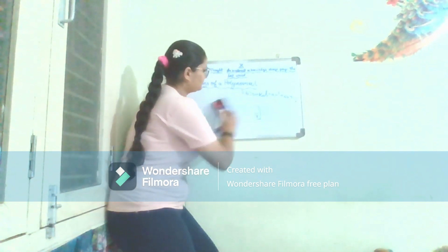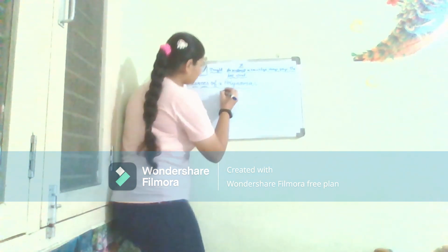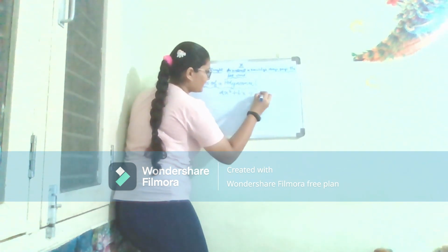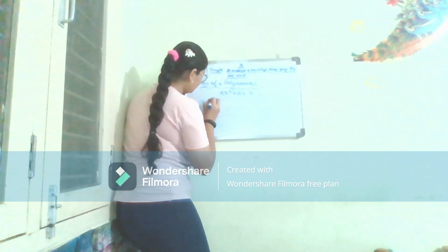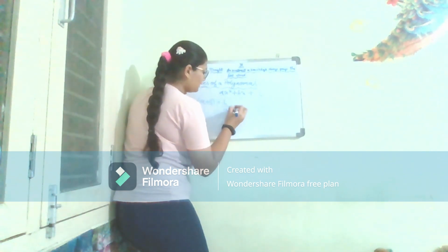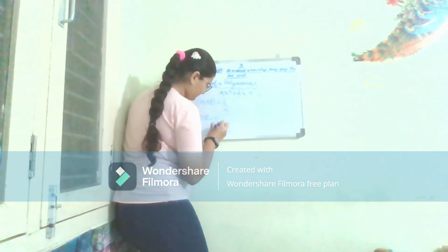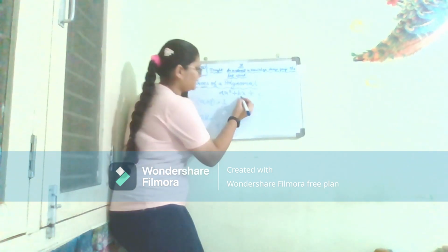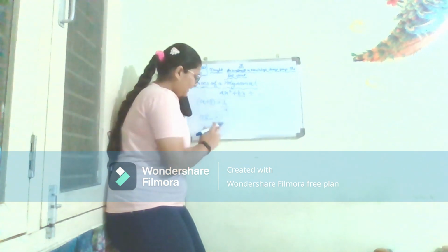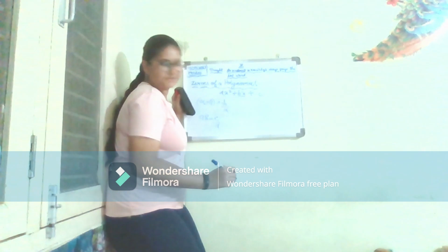So at last what we get is, for a quadratic polynomial ax square plus bx plus c, the sum of roots is minus b upon a, and the product of roots is c by a. So b is the coefficient of x and a is the coefficient of x square. c is the constant term and a is the coefficient of x square.